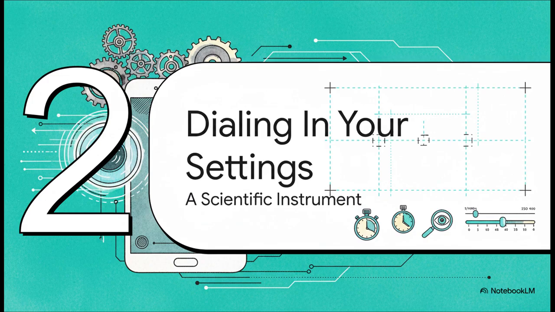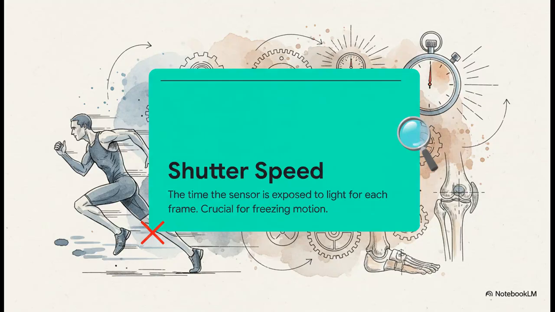All right, so we've got our angles figured out. Now let's move on to the second pillar, dialing in your settings. This is where the magic really happens. We're going to turn a simple camera, even the one on your phone, into a legit scientific instrument that can practically stop time. First up, and you could argue this is the most important setting of all, is shutter speed.